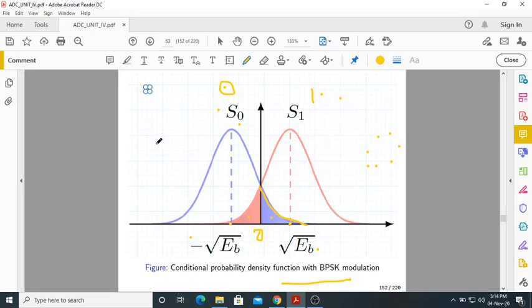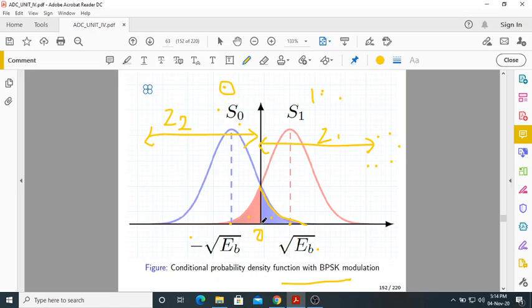Let me put it another way. This region is Z2, and this region is Z1. The PDF corresponding to symbol 1 is lying inside the Z2 region. If anything lies in Z2, how do you decode? You decode as 0. But actually what is transmitted? 1 is transmitted. So there is one type of error.